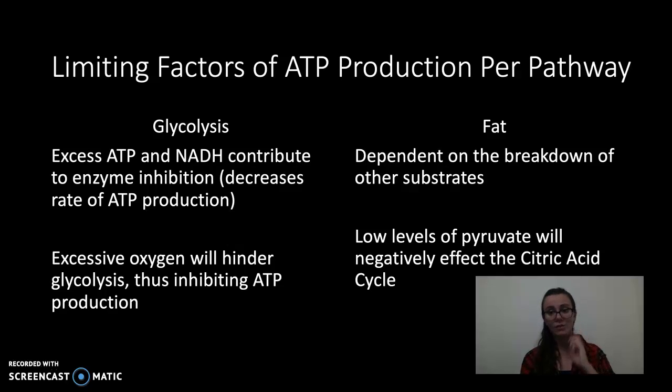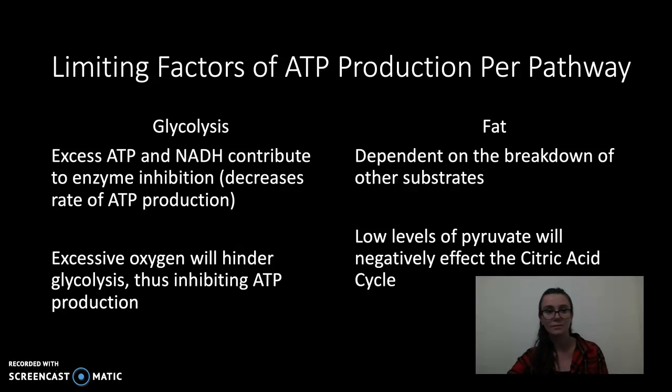Also, when you have low levels of pyruvate, because that's going to be your second step in that pathway, a very critical portion of ATP production per that pathway, low levels will negatively affect the citric acid cycle, because that's what you're going to need when you're going into that citric acid cycle. So with fat, it is at risk for having some limiting factors with regard to lower levels of pyruvate.